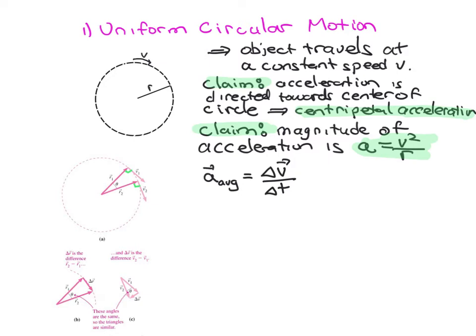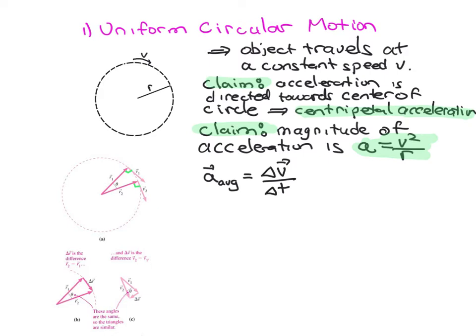These figures verify our claim that the acceleration of an object undergoing uniform circular motion is directed radially inward towards the center of the circle. What about our second claim here, the magnitude of this acceleration? Well, to find a magnitude, we have to make an observation, which is stated here, which is that the two triangles that are drawn in this figure are similar triangles.